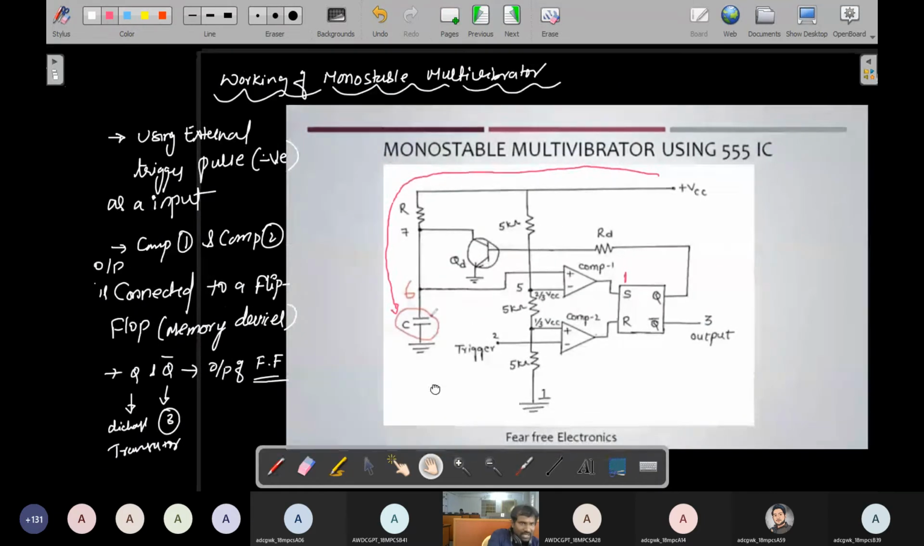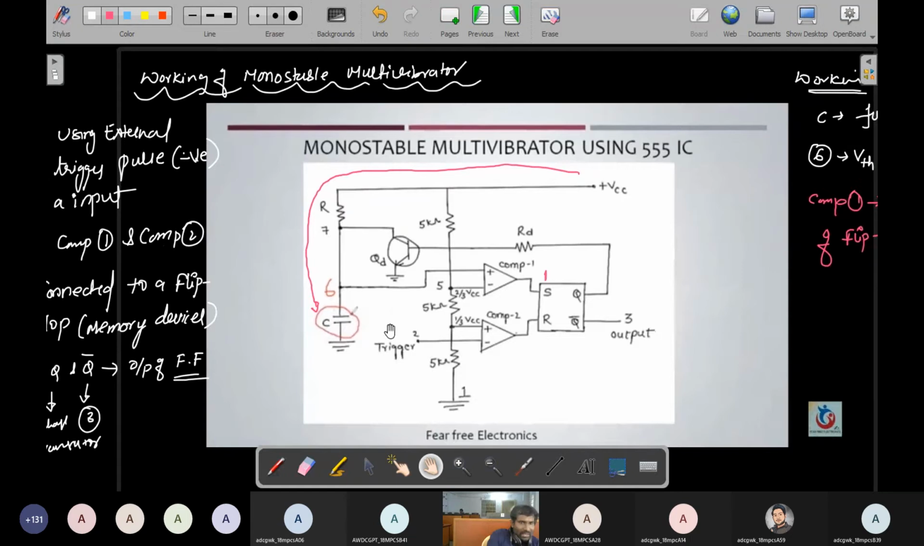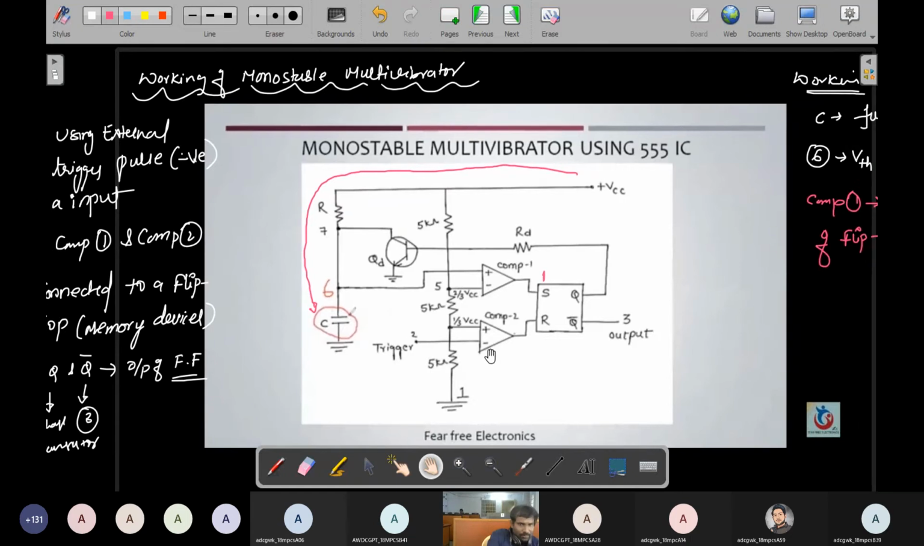As I previously explained, we are using an external negative trigger pulse as the input. Right now I'll give a negative input to this trigger pulse. So what will happen? A negative pulse at the negative terminal will act as positive. I'll give a negative pulse, so negative will be positive. So the trigger pulse is positive.